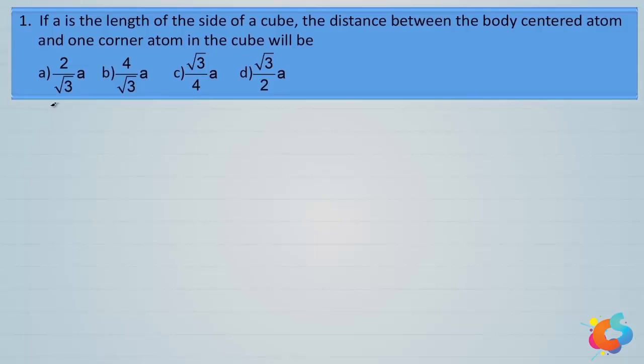Let's solve the problems based on the competitive examination. The question is, if A is the length of the side of a cube, the distance between the body-centered atom and one corner atom in the cube will be, the given options are A 2 by root 3A, B 4 by root 3A, C root 3 by 4A, and D root 3 by 2A.